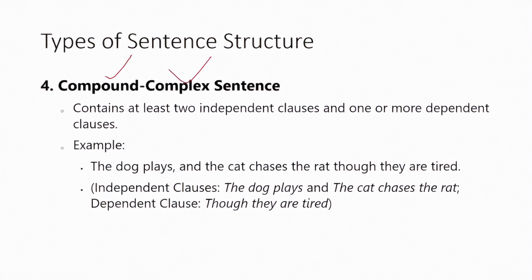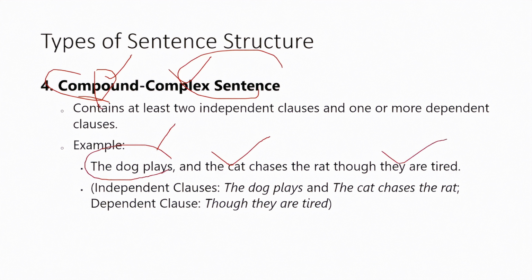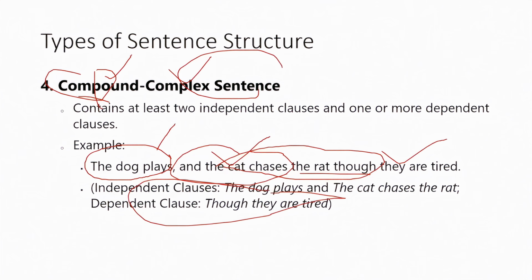Next one is the compound complex sentence. As the name suggests, it is a combination of compound and complex. Compound means two independent clauses. Complex means one dependent and at least one independent clause. Look at the example. The dog plays and the cat chases the rat, though they are tired. The dog plays, the cat chases the rat, though they are tired. This is the dependent clause. And the dog plays and the cat chases are independent clauses.